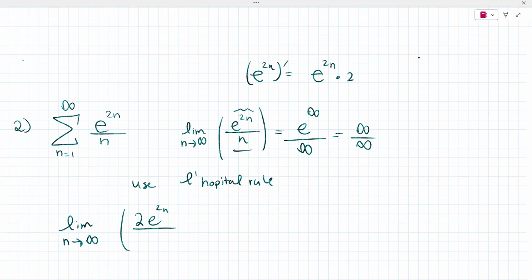And then what's the derivative of n? 1. And then just replace n with infinity. So 2 times infinity is infinity, so 2e to the infinity over 1. This is still indeterminate, right? You get infinity over 1, which is infinity. So you might have to apply it again, but no, we can stop here, because if you keep taking the derivative, you can't do L'Hopital's rule again since the derivative of the bottom is 0. So the limit is infinity. It diverges.